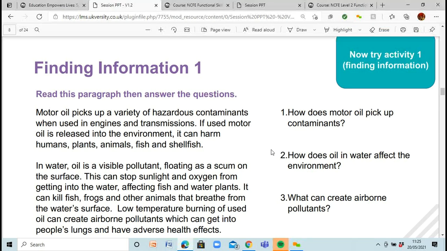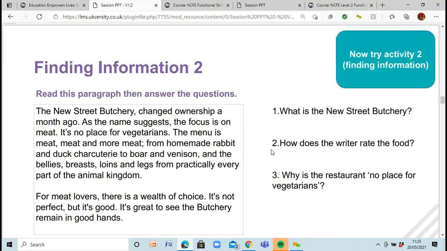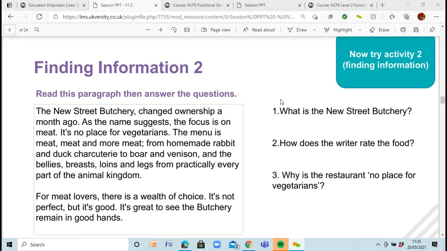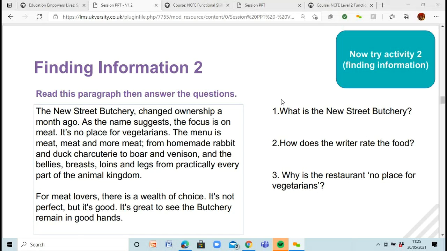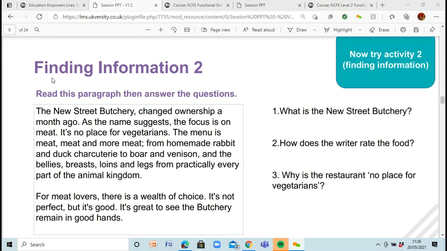So we've got another information finding here. I'm going to read this paragraph and I'll tell you what the questions are to start off with, because that normally helps a lot more. The questions are: what is the New Street Butchery? How does the writer rate the food? And why is the restaurant no place for vegetarians? Whenever I did tests, comprehension or grammar, I would always look at the questions first, read the paragraph, and then while you're reading, it helps you understand what you're looking at. So we've looked at the questions, now let's read.